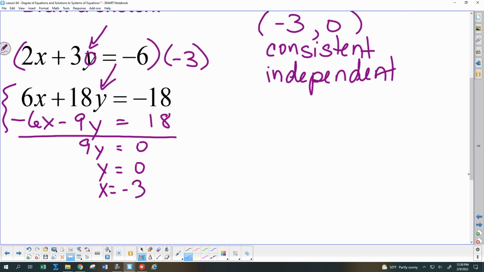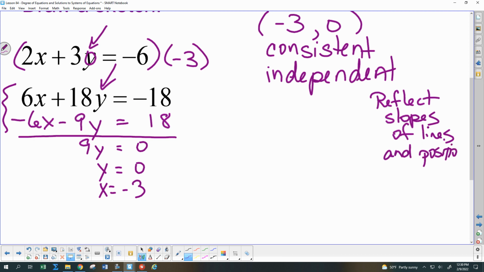And on these sketches, I need you to think about it a little bit. We're not doing a real, totally accurate graph, but I do want it to reflect the slopes of the lines. And if you have a solution, get it in the right quadrant. So the position of the solution, if there is one. So we know that -3, 0 is where they cross. So my graph better have them cross on the negative side of the x-axis. So I need to go through that point.